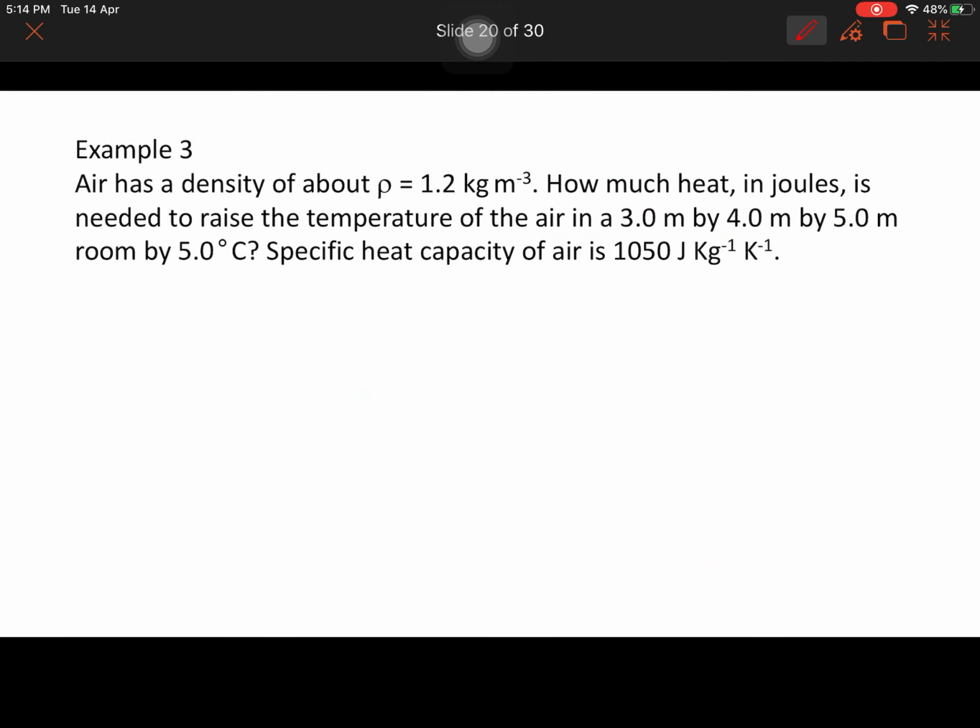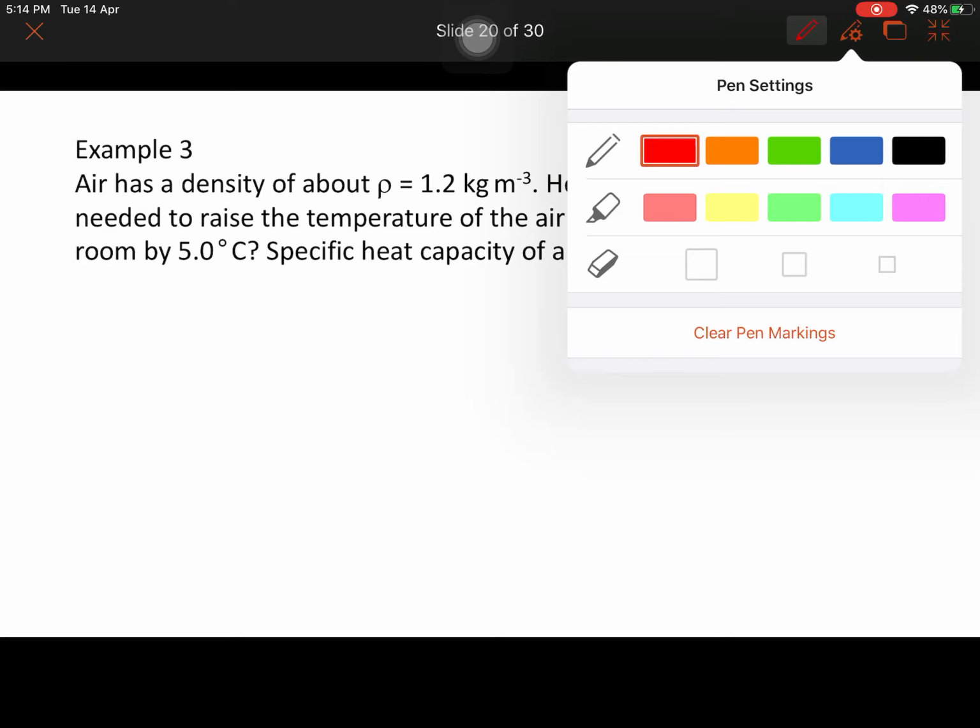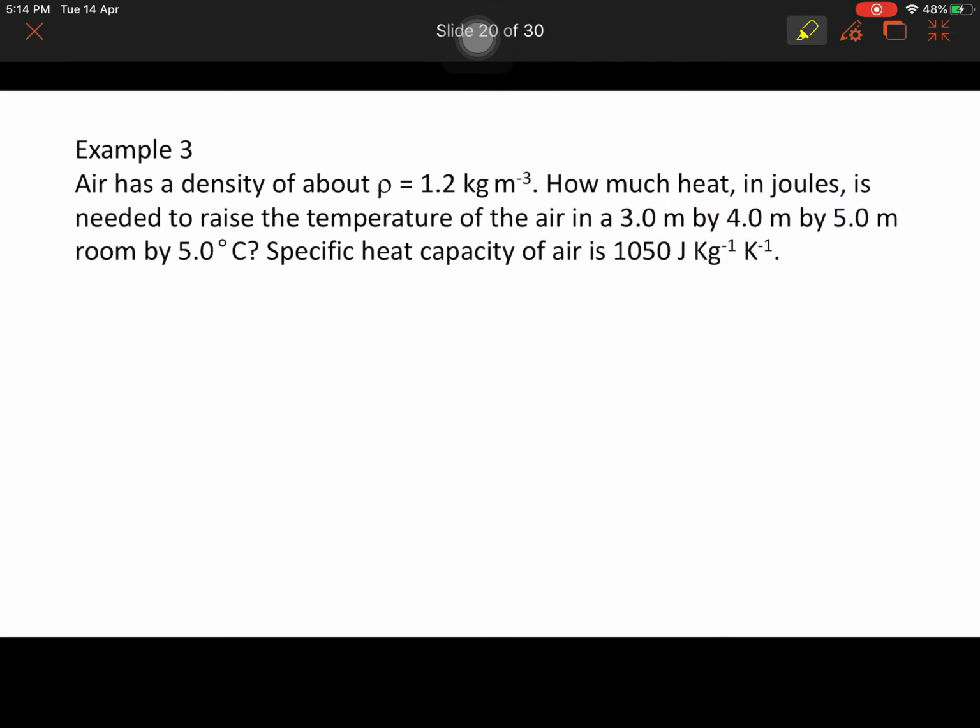Now next, example 3. Try this out on your own, then I'll go through it. The question tells us that air has a density of this value. The question is asking for how much heat in joules is needed to raise the temperature of air in this. What does this tell us? This tells us the volume, right? By 5 degrees Celsius. And they gave us the specific capacity of air.